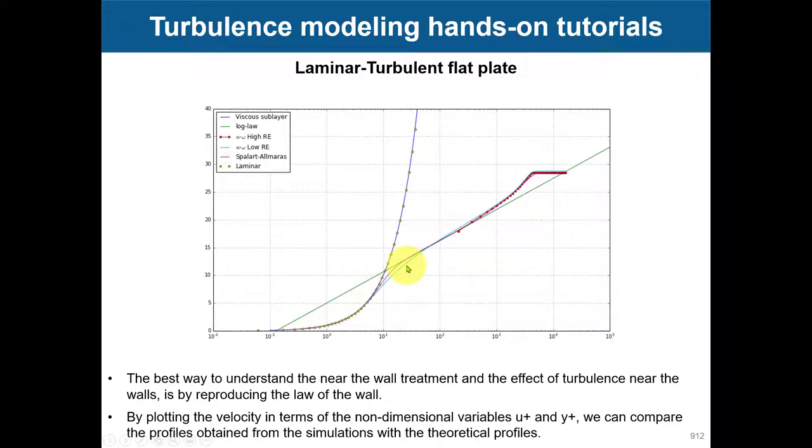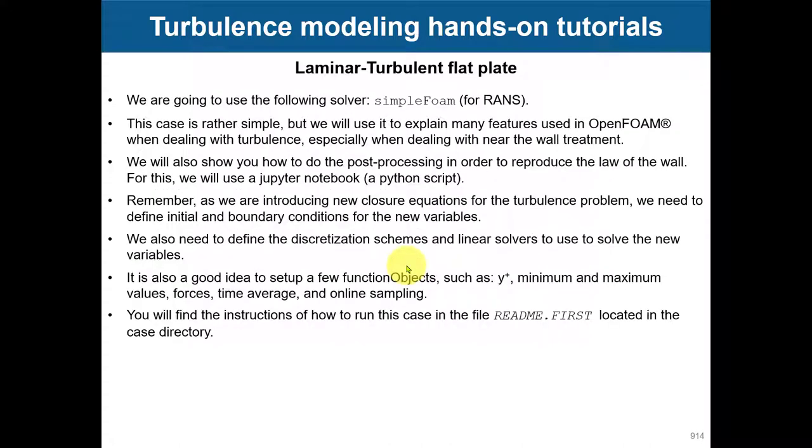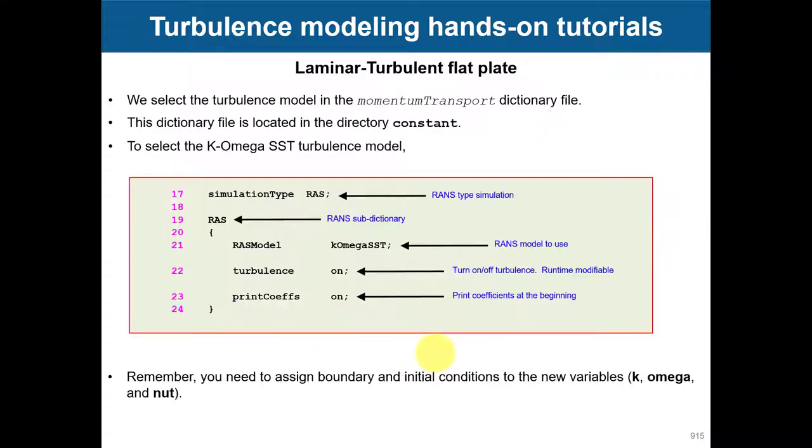Now, for the boundary layer, we're going to see also how to set up boundary conditions. So, some guidelines here. We're going to use simpleFoam, but you can also extend this case and use pimpleFoam, whatever. Remember that you set the turbulence models in the folder constant, momentumTransport. You set it here. We're going to use the K omega SST, two variants, high Re and low Re, meaning with wall functions or with no wall functions.